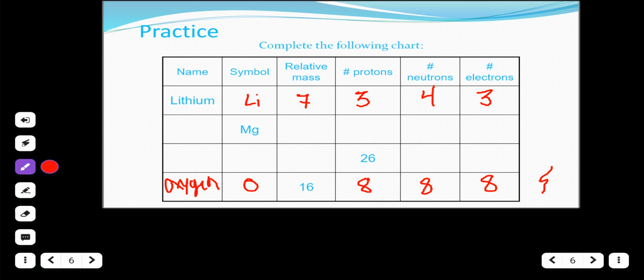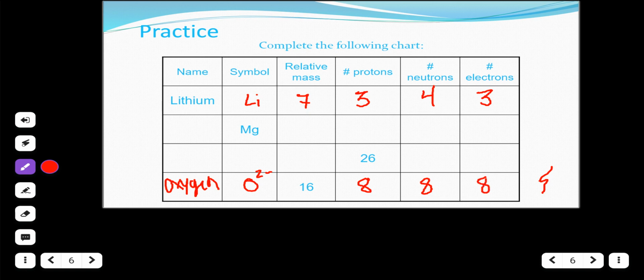I would like to change this for a moment, though, and say, what if this is oxygen with a charge of 2 minus? How would that affect the number of electrons? A lot of students are going to say 6. This would be a misconception. 2 minus means 2 additional electrons. So we're going to change this number to 8.